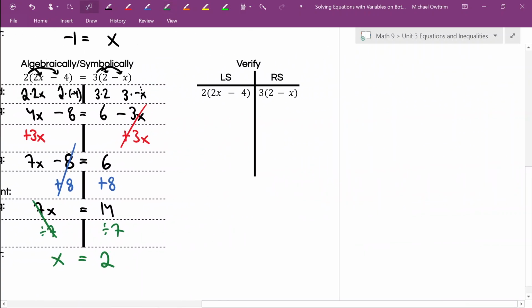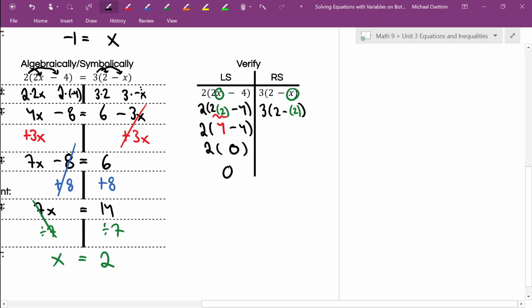Let's finish up by verifying that solution. So again, we want to take the x in our original equation and replace just that with the value 2. And we're going to leave everything else the same. Okay, so now we're going to calculate our left side and our right side separately. We're going to start inside the brackets on the left side. So 2 times 2 is 4. 4 take away 4 is 0. And 2 times 0 is 0.